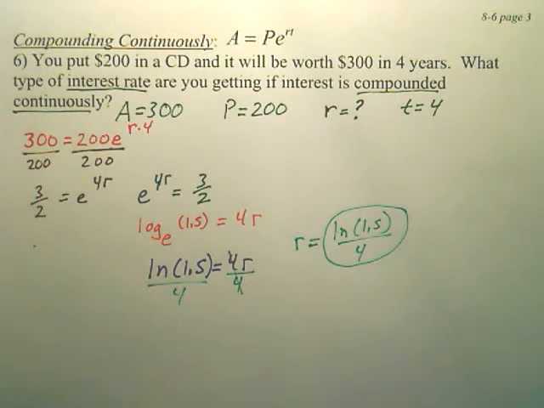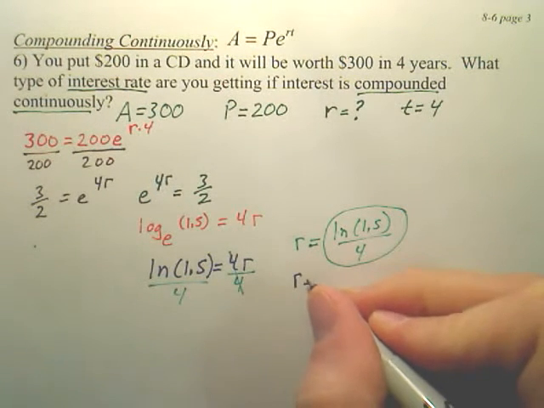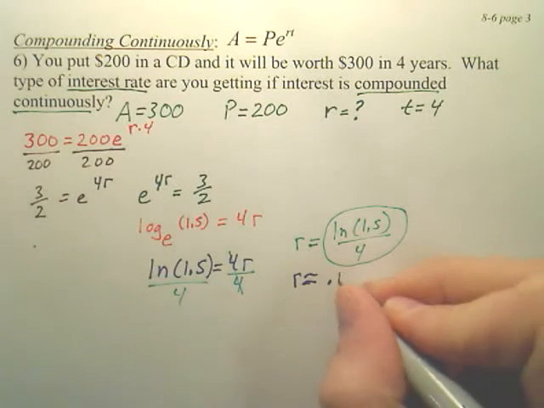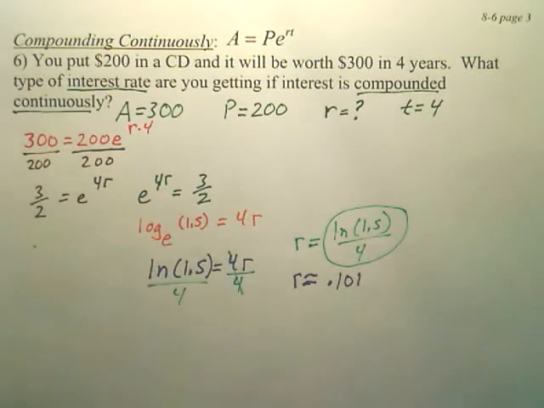Let's find the rate. If I took a calculator and went ln 1.5 and then I divided by 4, you end up with this. If you actually got a calculator out and did this, you end up with 0.101. So what's your percent? What's your rate?